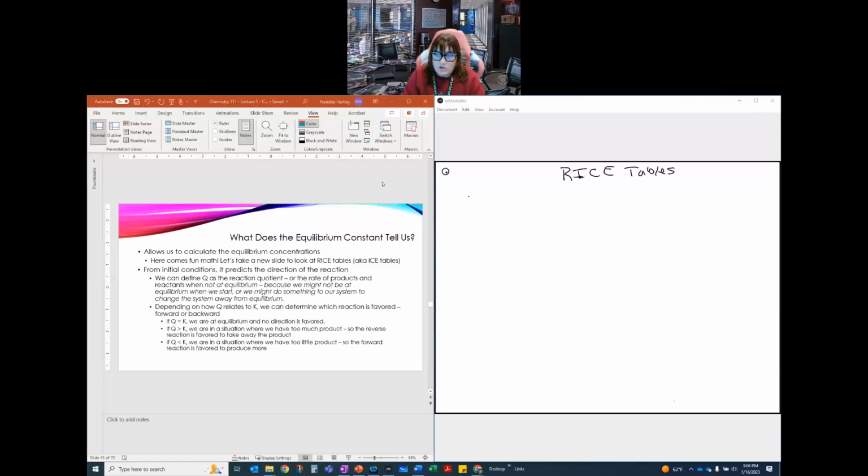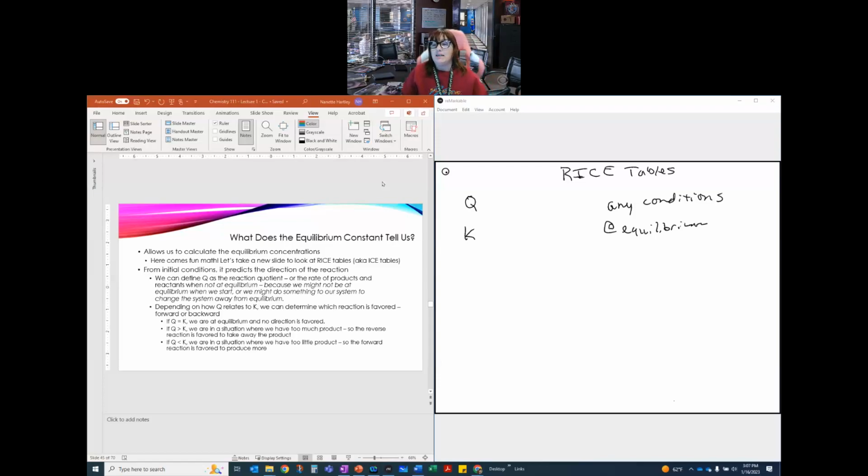But there's another factor that comes into this, and it's called the reaction quotient. The reaction quotient is listed as Q. And what Q is, is any conditions. What the heck do I mean by that? Well, let's talk about what I don't mean by that. K is at equilibrium, only at equilibrium. Q, on the other hand, could be equilibrium, it could not be equilibrium.